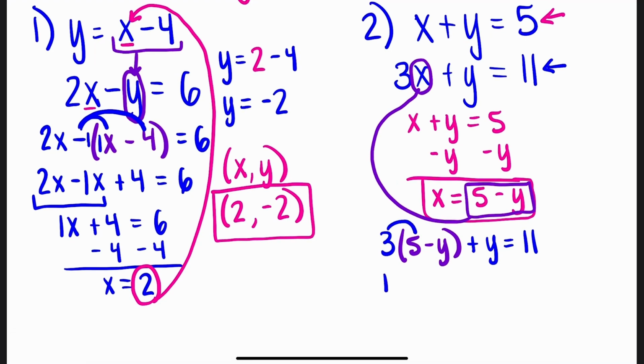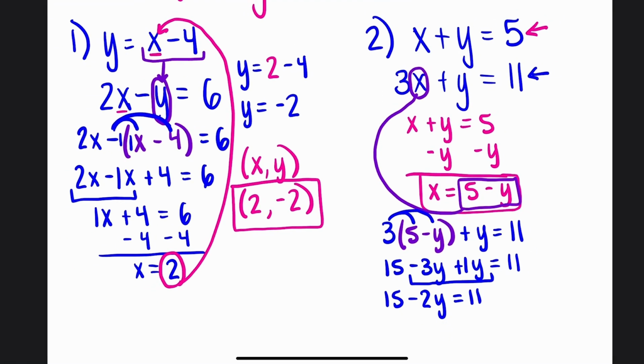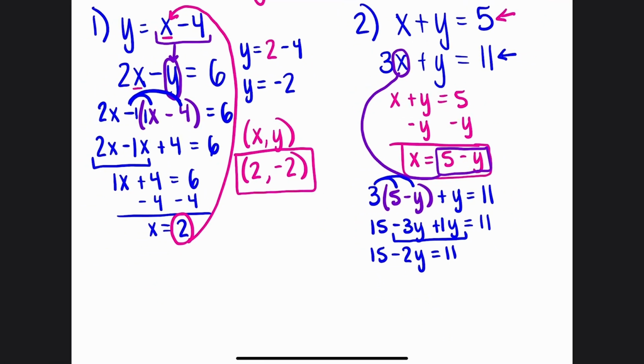3 times 5 is 15. 3 times negative y is negative 3y. Bring down the rest. Combine like terms. So negative 3 plus 1, there's an invisible 1 there, is negative 2y equals 11. And now it's just a two-step equation. So let's zoom out here a little bit. Move the 15 over. We want to get y alone now. The 15 is a positive, so we need to subtract it. So I have negative 2y equals negative 4.